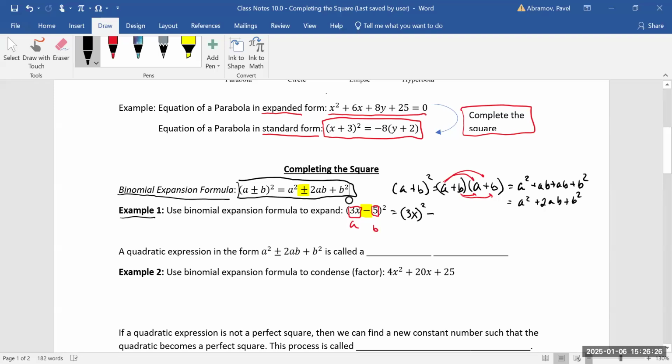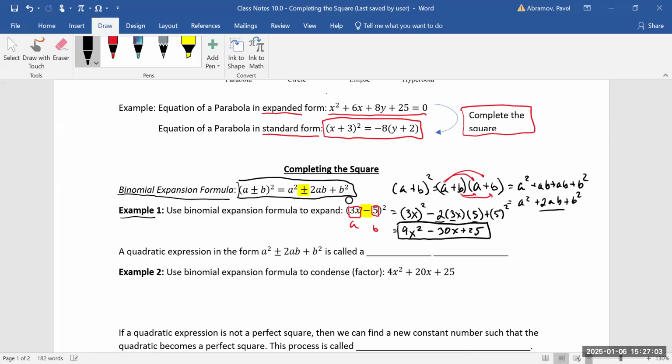Then it says 2ab, so it's going to be 2 times a, which is 3x, times b, which is 5, and then always plus at the end, 5 squared. And then we can simplify everything. So 3x squared, remember to square the 3 and the x, so it becomes 9x squared, minus, then we multiply 3 times 2 times 3 times 5, which is 30x, and then plus 25. So that is our expanded form.